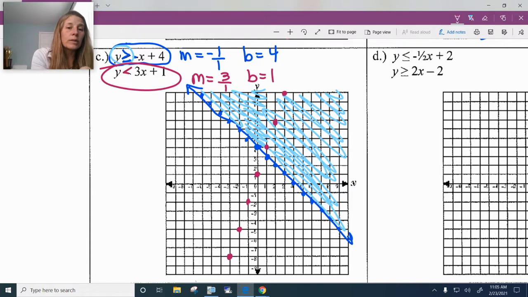This inequality does not have the equal to line underneath it, which means the points on the line cannot be solutions, so I'm just going to have to do this dashed line here. Dashed or dotted, whatever you want to call it.